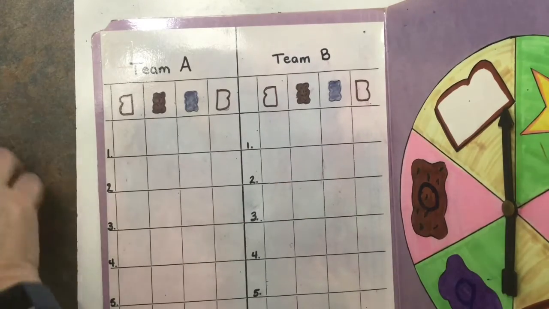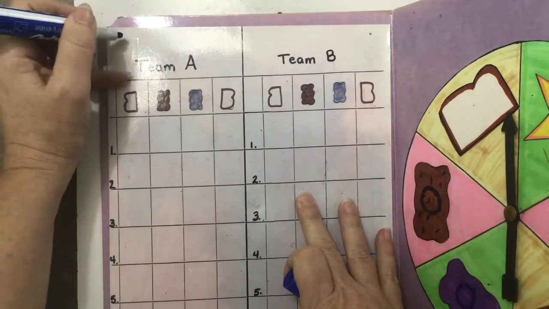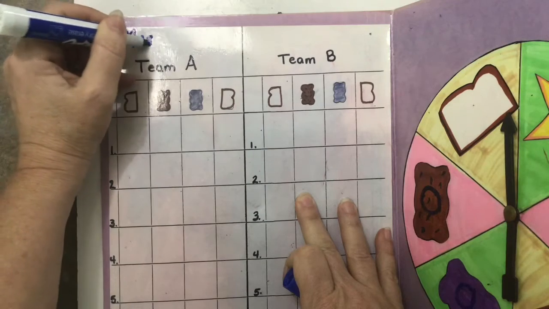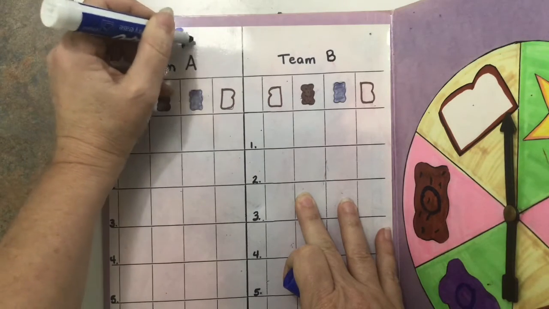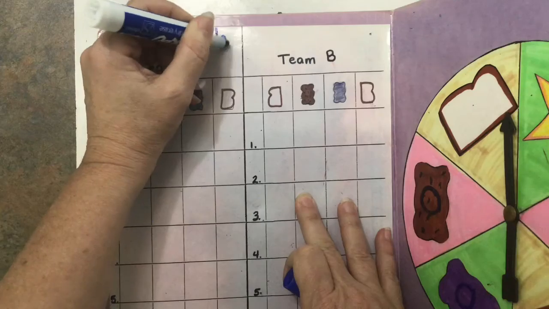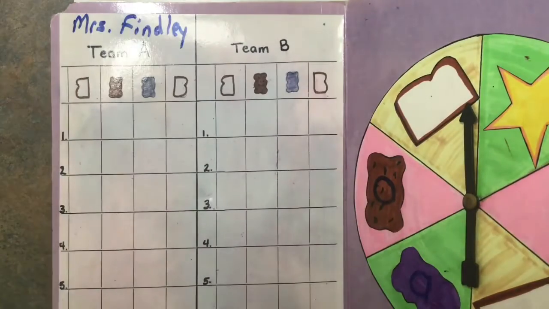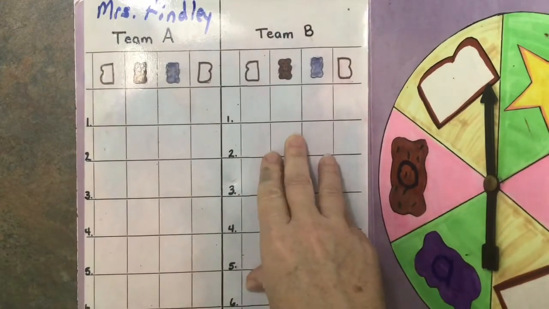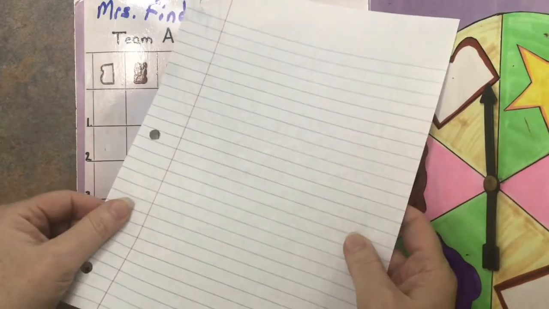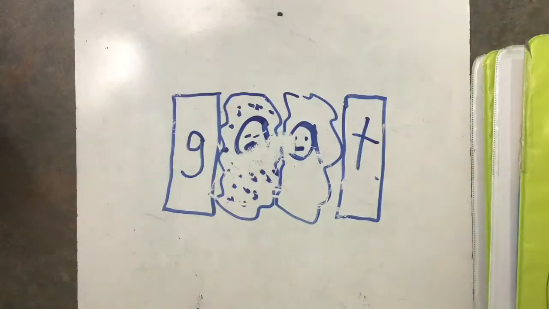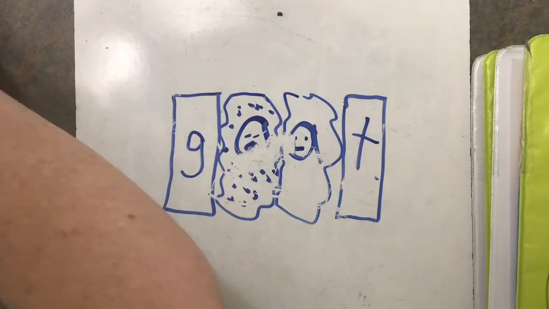Okay, so this is Miss Finley. And this is going to be you, Team B. To make your page, because you obviously can't write on mine, I want you to get a sheet of notebook paper. Pause the video if you need to. I'm going to show you how to set your notebook paper up so that you can play with me, okay? Okay, so we've got a sheet of notebook paper, and here's how we're going to fold it and set it up.